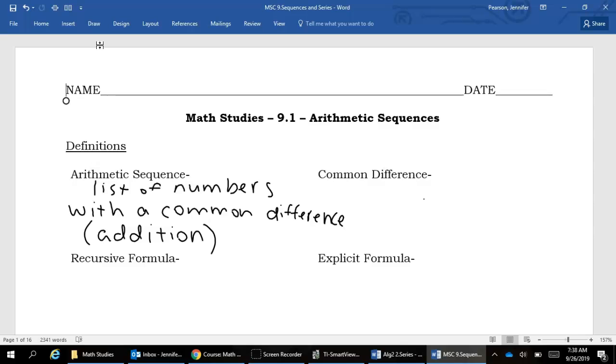The common difference is the name we give to the rate of change, what it's adding or subtracting every time. And we can calculate a common difference by taking the second number in a list of numbers and subtracting the first number in that list of numbers. Oops. Second number.